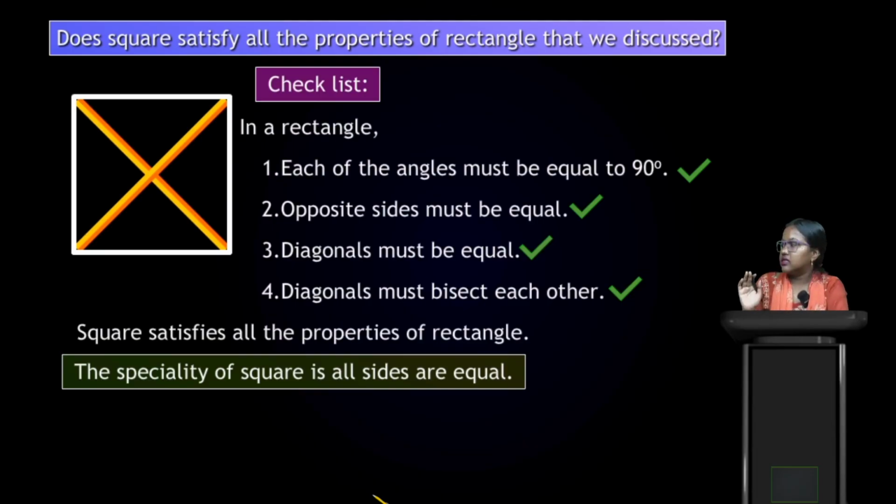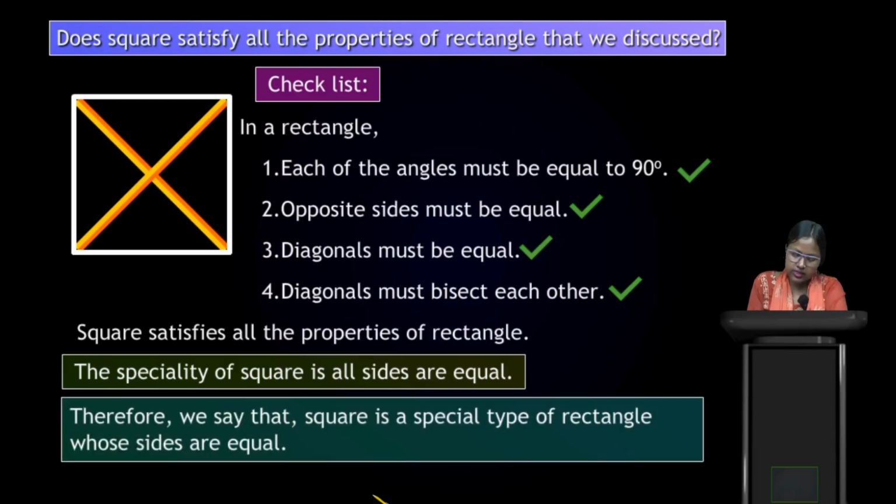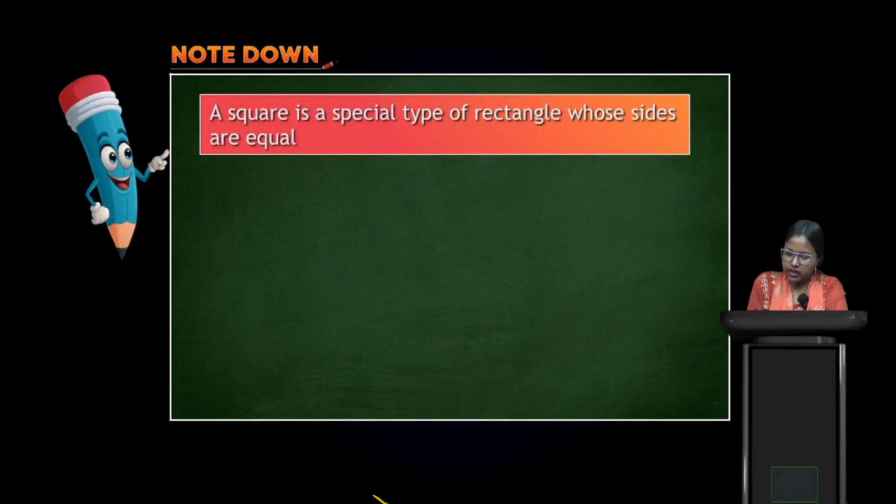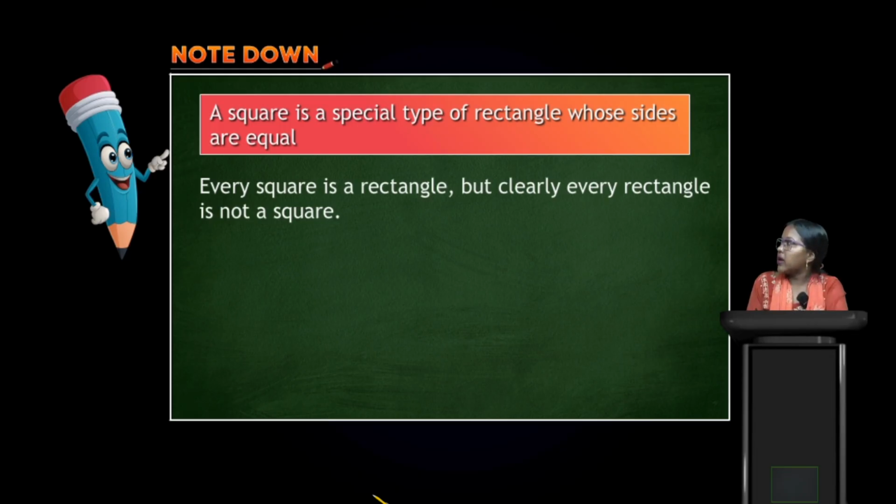The speciality of a square is that all sides are equal. The square satisfies all the properties of a rectangle. That means what we can say? A square is a special type of rectangle we can say. Okay, note it down. A square is a special type of rectangle whose sides are equal. Every square is a rectangle, but clearly every rectangle is not a square.